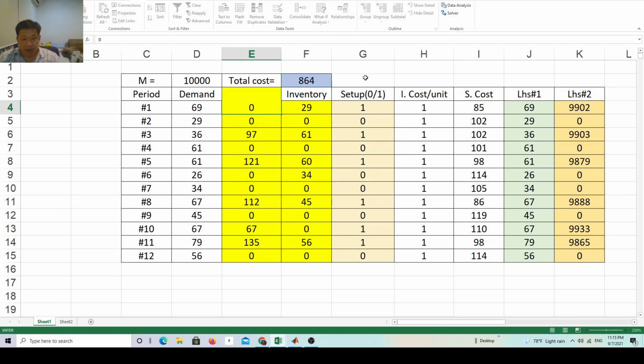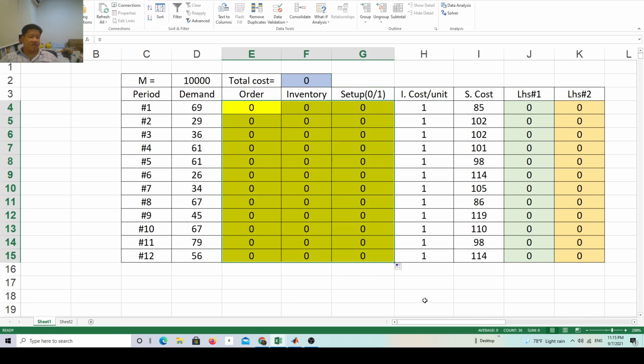Okay, I'm going to reset all the decision variables here. I'm going to reset, so they all become 0. Okay, so this is the way to start. You want to minimize this, okay?